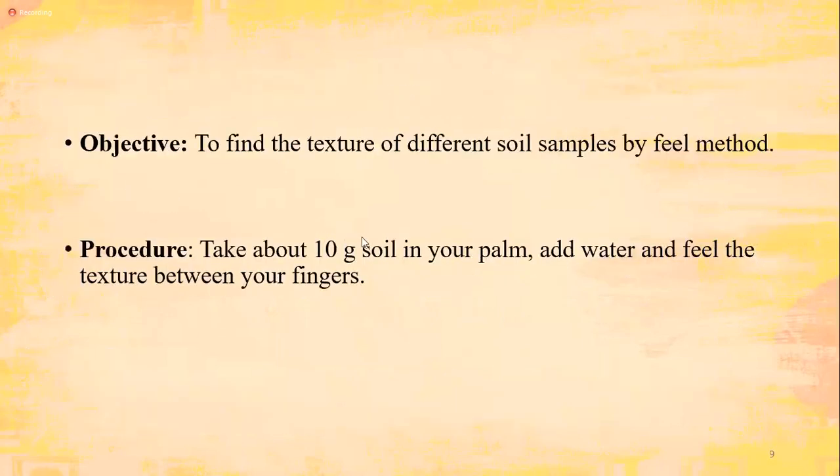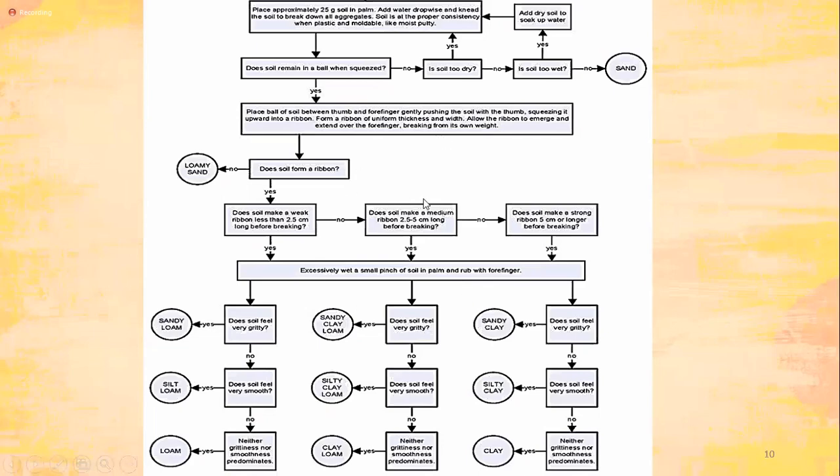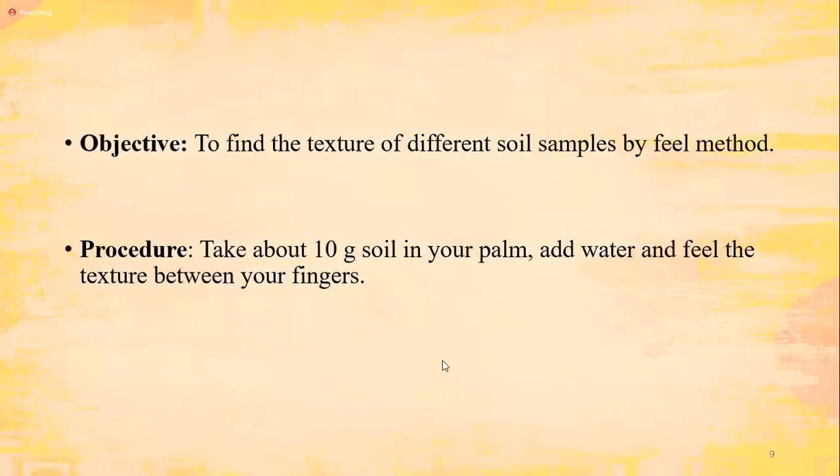Up to this slide is enough, up to the procedure. Here we will not give any solved samples. If you try at your home, you can write the conclusion part, but for everyone it will change. So up to procedure is enough for this practical. You have to write it in passive form. Please go through the video and get an idea how to find the texture by field method.